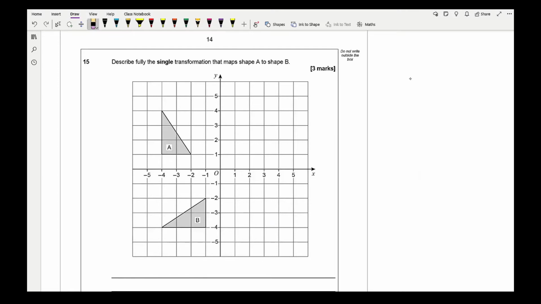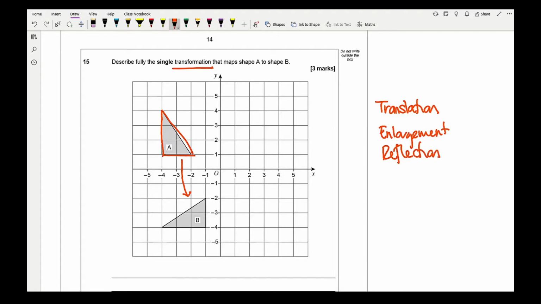Looking at question 15, it says describe fully the single transformation that maps A to B. First we need to establish which shape we're starting with, which is shape A, and we're going to go from shape A to shape B. The question is asking what transformation. There are 4 types of transformations: translation, enlargement, reflection, and rotation. We've got to go through this list and decide which transformation it actually is before we start going into further detail.